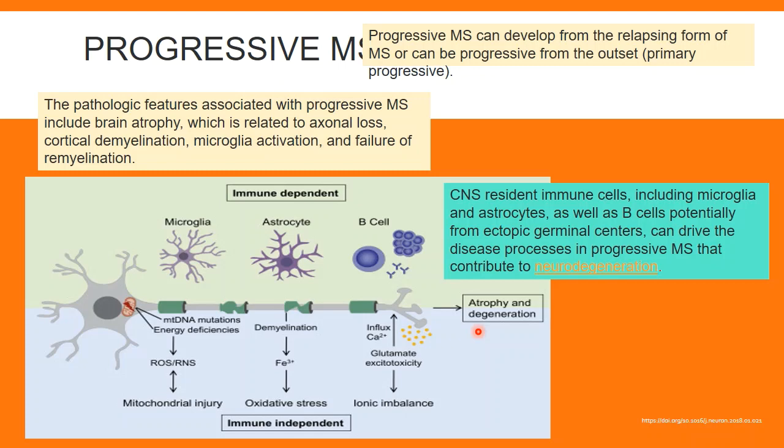It can also happen due to immune dependent mechanisms that involve the characteristic microglia, astrocytes, and the B cells. Okay, and they can drive the disease process, resulting in release of inflammatory mediators, which results in brain atrophy and neurodegeneration.